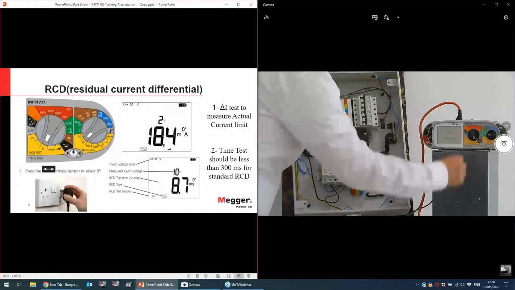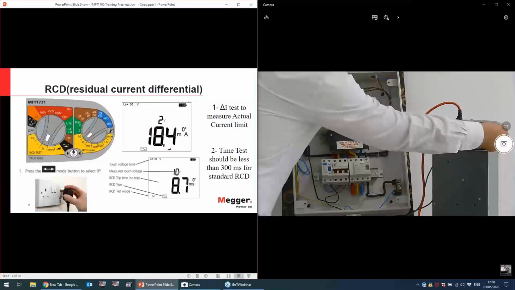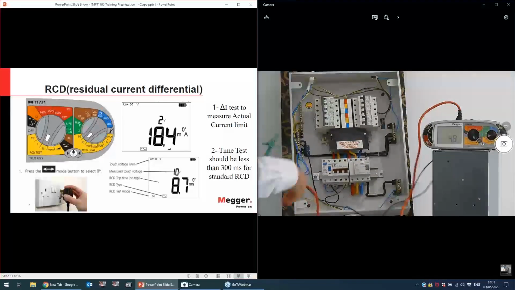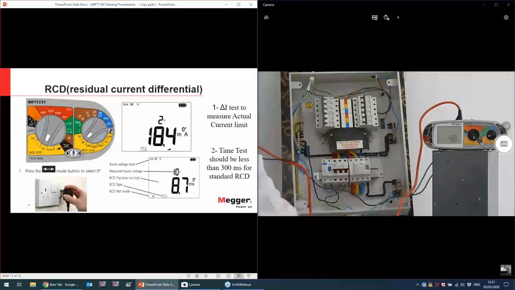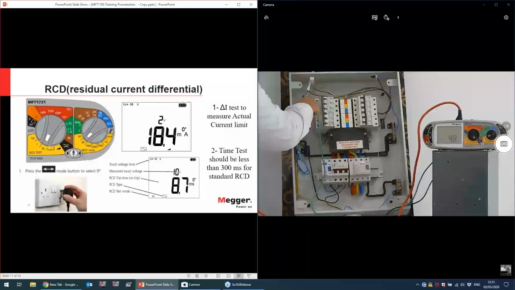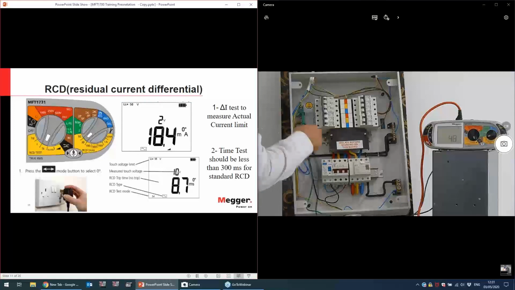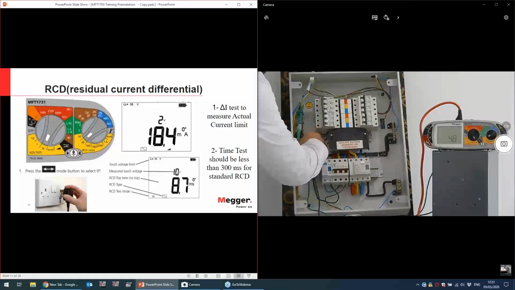take it to the ramp test, and my actual value is 30 or 10 milliamp, my rated value of this RCD. Then I will connect to my earth, my neutral, and my line, and start doing this test. Connect to my earth. Make sure I have a proper connection. Then connect to my neutral. Make sure I have a proper connection.